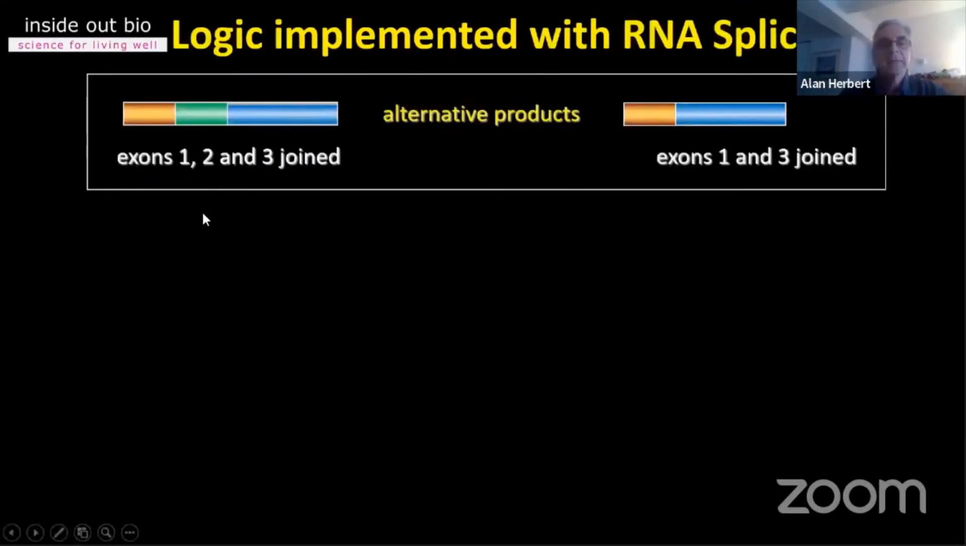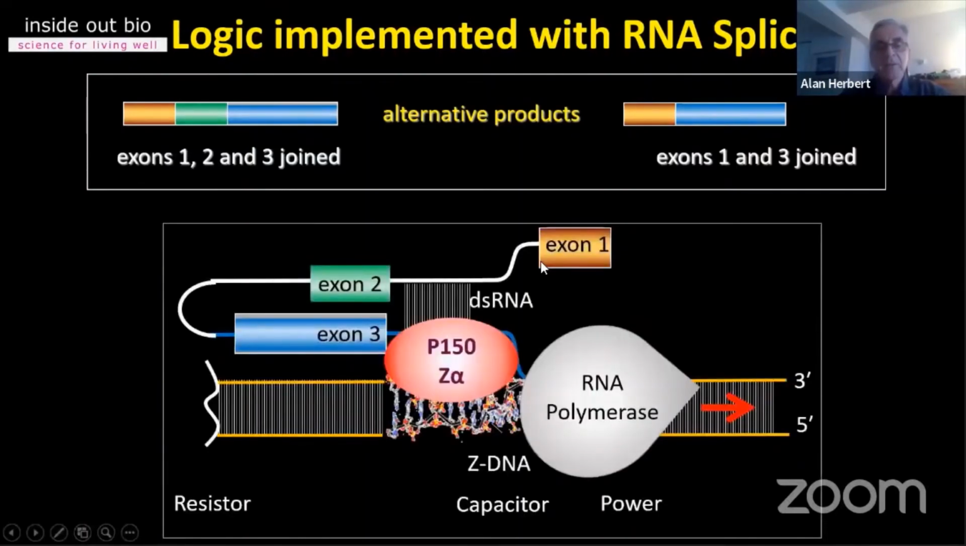So here's a logic implemented with Flipons using RNA splicing. So as I mentioned, you can have alternative splicing that happens. So you can have either inclusion of exon 2 or exclusion of exon 2. So you get alternative products produced. And you can have double-stranded RNA that brings the different junctions together that enable splicing. And then you can have double-stranded RNA editing happening, which changes the probability of exon 1 joining to exon 2 versus exon 1 joining to exon 3.